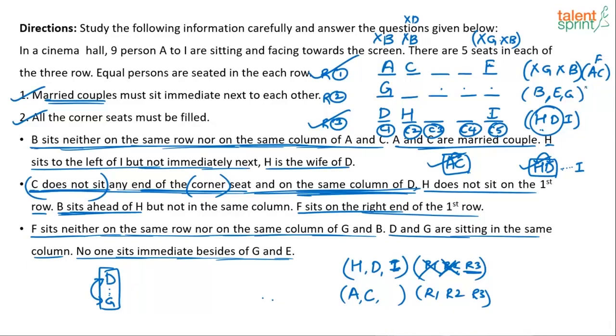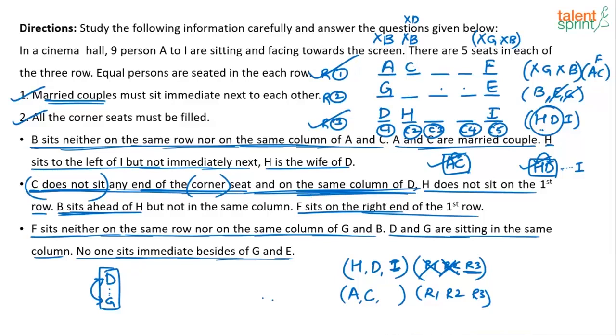Now, if you observe from among B, E and G, G is already marked in this corner. We know that B cannot come in this corner. We have already discussed this, right? B cannot come in this column. So if B cannot come in this corner, who should come? E has to come in this corner. Right? So G is placed, E is placed.